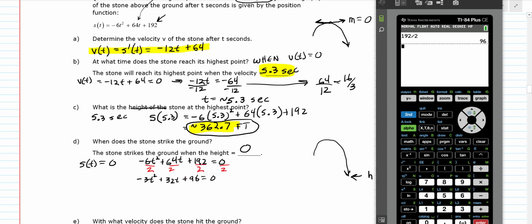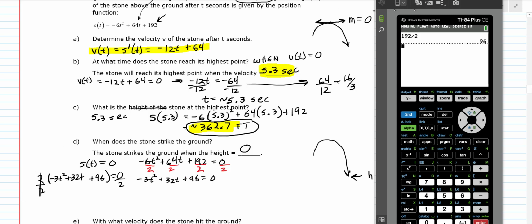And that's equal to 0. Okay, so you don't have to reduce that if you don't want to. You could also factor a 2 out of there, and if you factored a 2 out, you would just have negative 3t squared plus 32t plus 96 equals 0. Then you could divide by 2. I mean, you can do that either way.